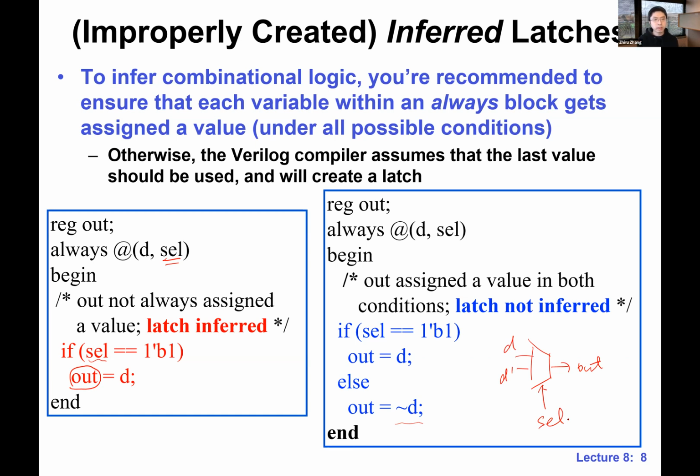So later on, when you see an inferred latch, don't panic. First think about whether you want combinational logic or not. If you want combinational logic, make sure you check all the conditions. Otherwise, if you want a D flip-flop or register, check the sensitivity list. Check whether you are sensitive to the clock edge. So these are the two things you want to check. All right, any questions about inferred latch?